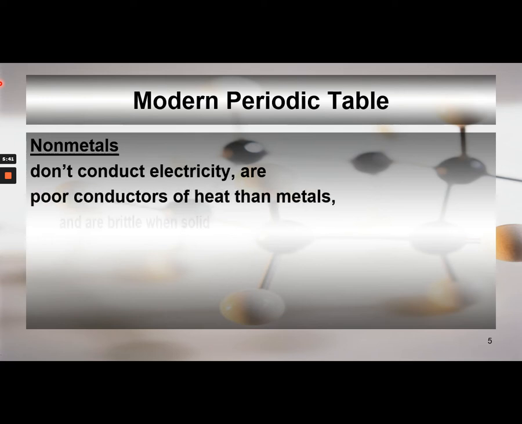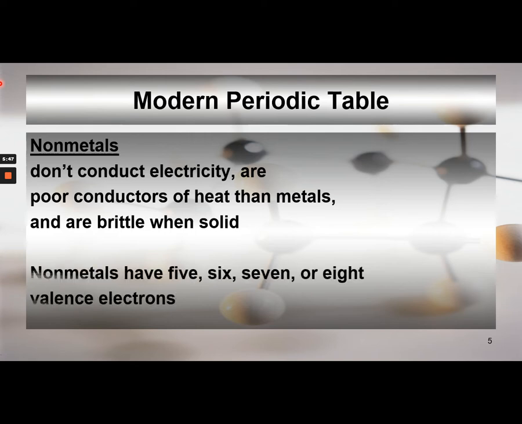They don't conduct heat very well, and they are very brittle when solid. They break easily. You can't shape them and mold them. And a lot of times they tend to be liquids and gases at room temperature, and they tend to have 5, 6, 7, or 8 valence electrons.